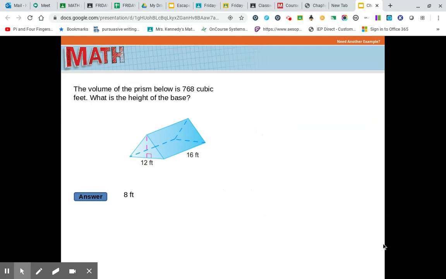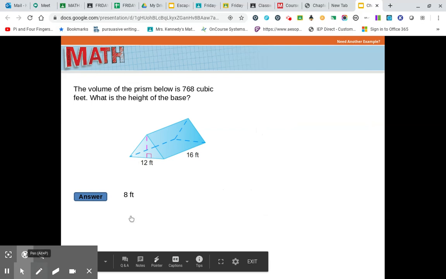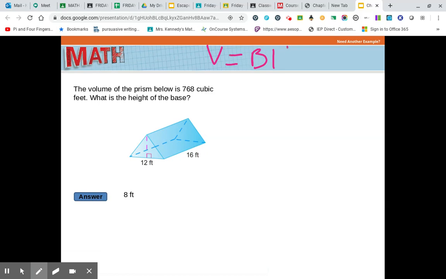Again, here's another one where they're giving you the volume. We're going to write our formula down. Always, always, always write your formula down. It helps you keep it in your head. 768 is your volume. Our base is 12. We don't know the height of our triangular base, so we are actually solving for the height of the triangular base.